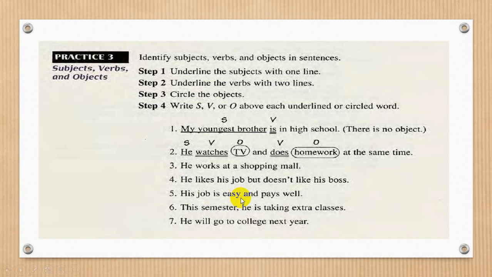Okay, his job عفية اللي هو الفاعل, the subject is linking verb. Easy, الايزي هنا أنا صفة ولذلك ما نعتبرها مفعول به، مو noun. And plays well, and conjunction قلنا رابط فمعناه جملة جديدة. Pays اللي هو يدفع، pays فعل والظرف، فماكو أيضا مفعول به.